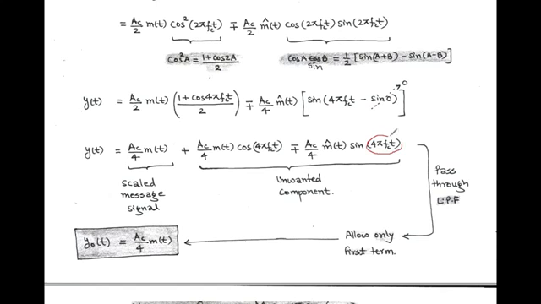So these are unwanted components and can be neglected by using a low pass filter. So the low pass filter allow only the first term that correspond to the message signal or modulating signal and reject the higher frequency component. So the output of the low pass filter is y0(t), and it is equals to Ac upon 4 into m(t), that is a scaled version of message signal.